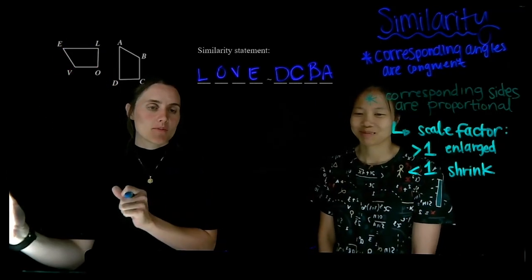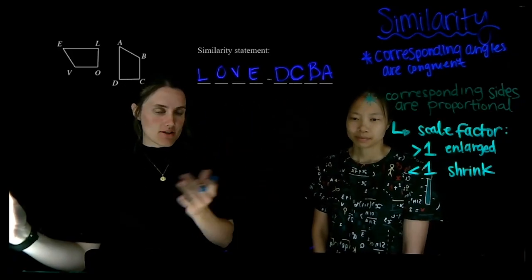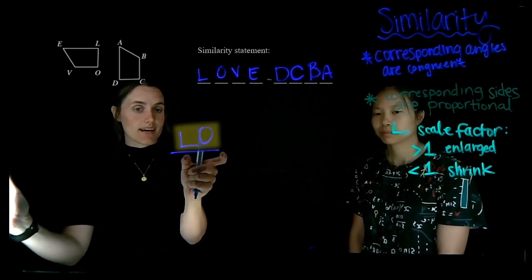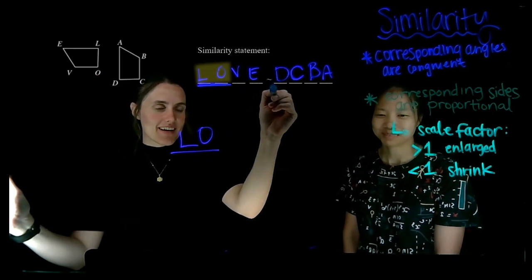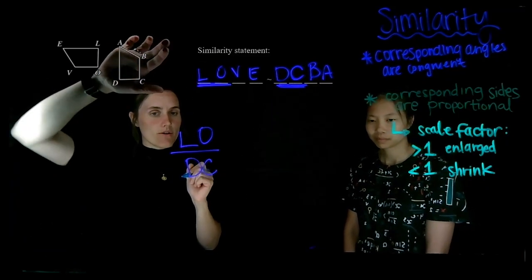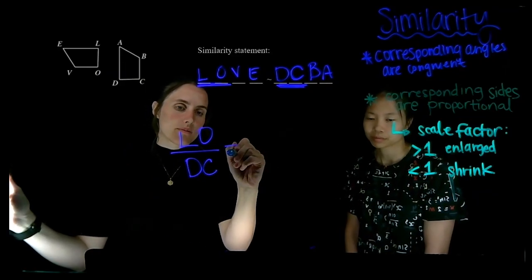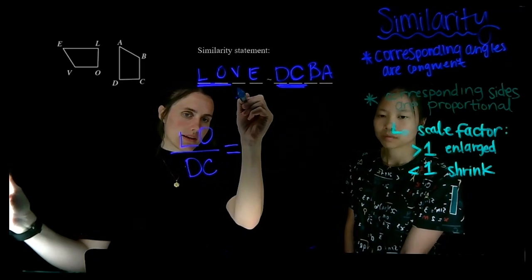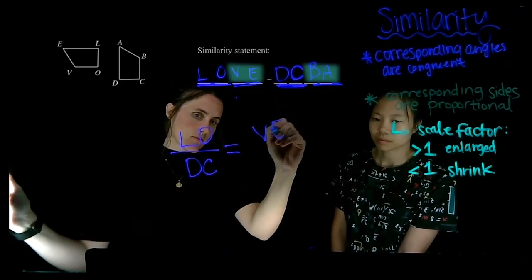On your derivative assignment, you may be given a similarity statement that looks something like this. You have to determine if the side lengths are proportional. Because we know that these two shapes are similar, if we're given side length LO, we know that has to correspond to side length DC, because in our similarity statement, LO and DC are in the same spot. With similar figures, each pair of corresponding sides has to be proportional, and proportional means that they have to be equal to each other. So if LO and DC correspond, we could say that VE corresponds with BA, and that has to be equal to this fraction here.